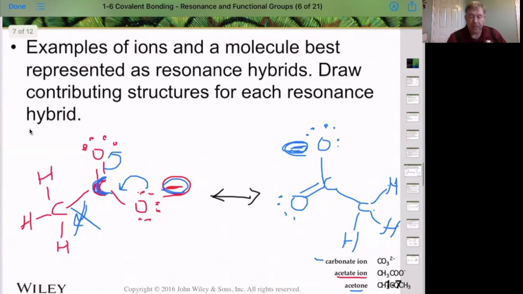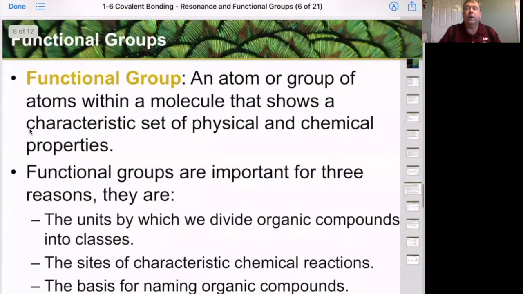Okay, so the last thing I want to talk about here is what we call functional groups. Okay, so we know we can make these sigma bonds with hybridized orbitals, and we know we can make pi bonds with other orbitals, and we know that some atoms will have lone pairs on them and some atoms bond 2 times, 3 times, 4 times, or just once, okay?